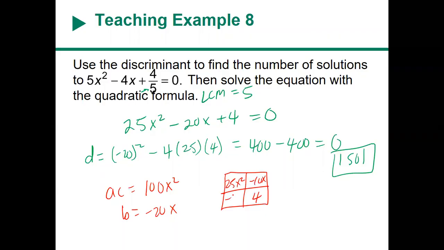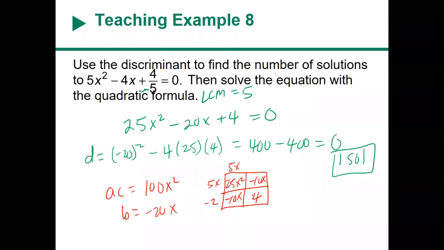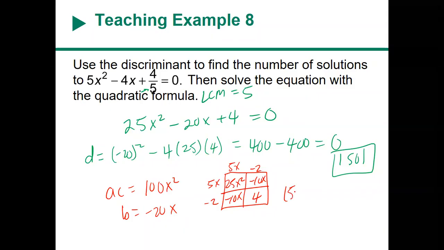I have negative 10x, negative 10x. What's the GCF between these two? 5x. If the outer box is negative, then the GCF is negative. What's the GCF between these two? GCF is still 5x. GCF is negative 2. So therefore, and this is why I only have one solution. OMG. And that one solution is x equals, say again, 2 over 5. Yes.